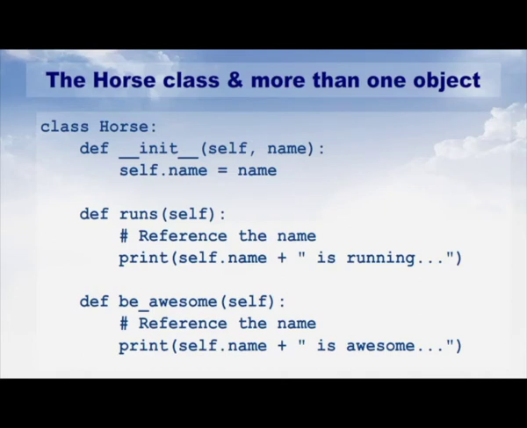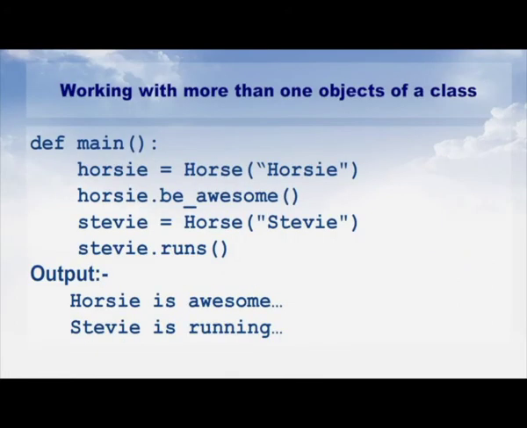Then the runs method and the be awesome method are similar to what we have done before. We want to print who is running, say self dot name, we want to print the name of the horse that is running and the name of the horse that is awesome. That is the change, and in the main method in that diagram, you can see that now we are creating 2 objects in the main method.